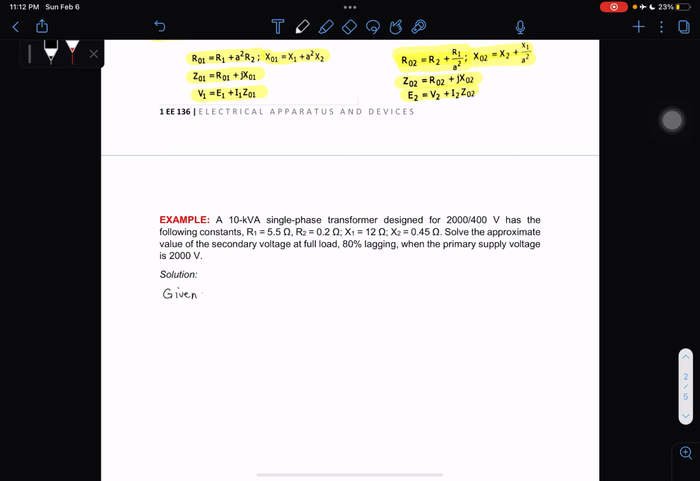So let's write our given. Our A is 2000 divided by 400, which is equal to 5.